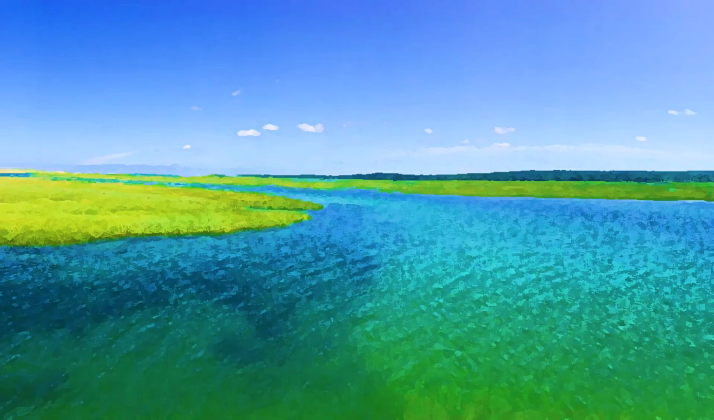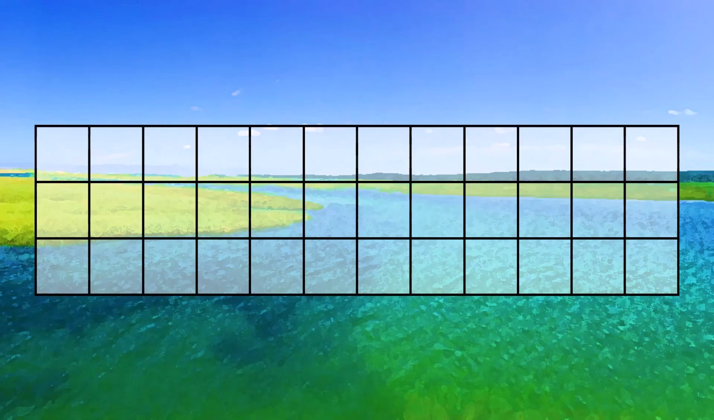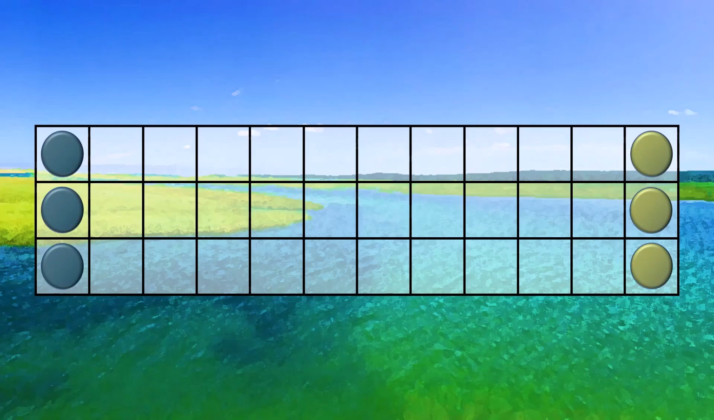Let's play a game of linear checkers. Here's how it works. We have a 3x12 board. All of your pieces start out on the left, and all of my pieces start out on the right.